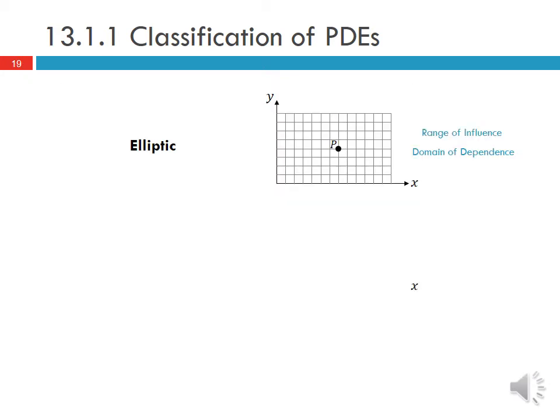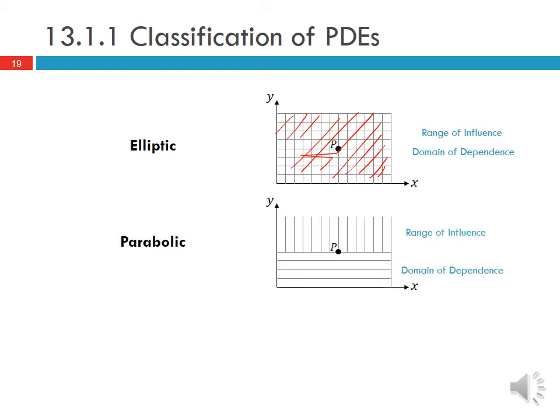So for an elliptic PDE, the whole domain is the range of influence, and the whole thing is the domain of dependence. So this whole thing here is both the range of influence and the domain of dependence. For a parabolic PDE, we have this sort of division here.